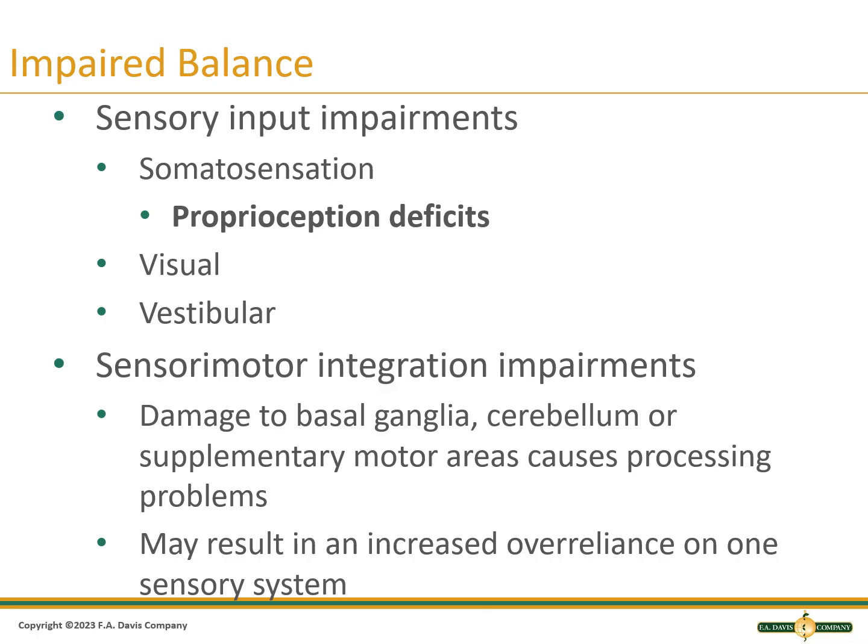We need input from all three of these systems to coordinate with our motor system in order to get balanced responses. And so if we have failure of any of these systems to integrate, it can be due to damage to the basal ganglia, the cerebellum, or the supplementary motor areas, which limits how the sensory information is processed in order to generate the appropriate motor response. When there's a disconnect in this processing, the body's often going to develop an increased reliance on one of the sensory systems to decrease that level of processing that's required, so the brain doesn't have to think as much. This compensation can help in the short term for balance deficits, but it needs to be corrected in the long term for maintaining good balance and limiting fall risk.